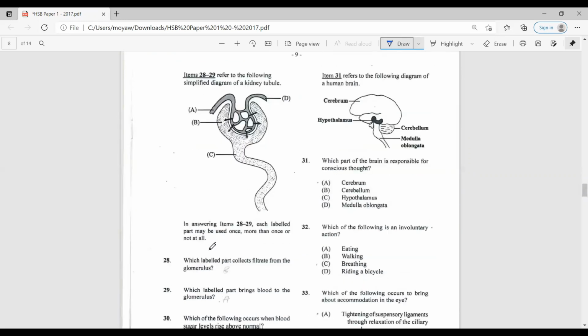Question 28: which labeled part collects filtrate from the glomerulus? The glomerulus would be in here where we have the network of capillaries. So D is the efferent arteriole, while A is the afferent arteriole. B is going to be the Bowman's capsule. And then C is going to be the proximal convoluted tubule.